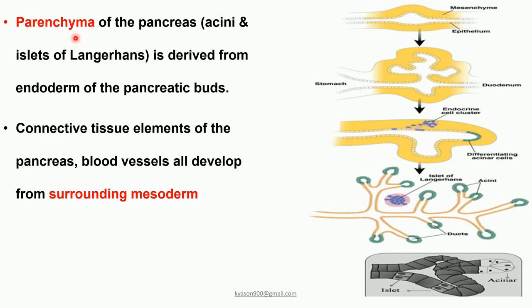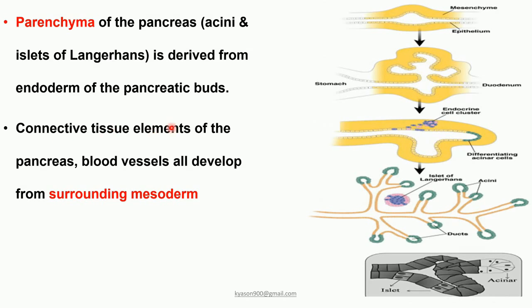The parenchyma of the pancreas consists of things like the islets of Langerhans. These will give rise to cells that help in the production of insulin and glucagon. So that parenchyma is going to be derived from the endoderm of these buds. I talked about how they are abundant in the tail of the pancreas.